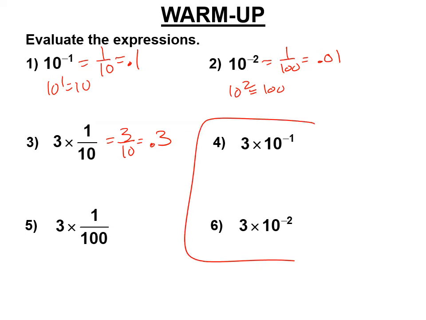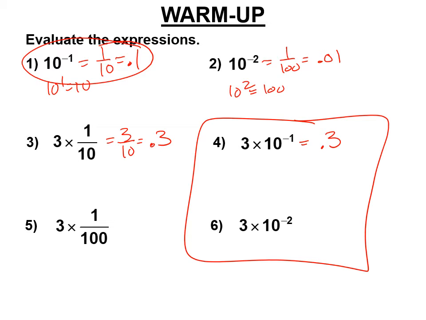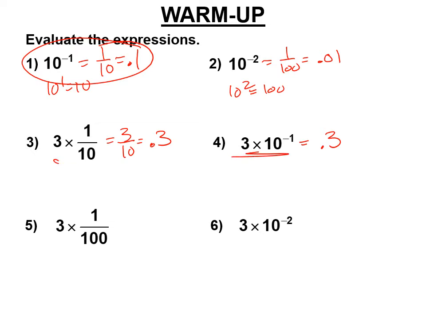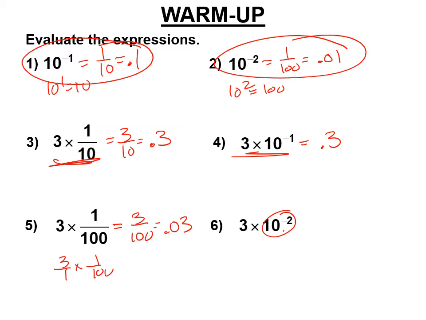So 4 and 6 are what we're doing today. So guess what 3 times 10 to the negative first power is? Well, we just said that's the same as 1/10. So if that's the same as number 3, it's also 0.3. Right? Because this and this are the same. And 3 times 100th, right? You could put 3 over 1, but either way, it's 3/100ths, which is 0.03. Well, if that's also 1/100th, then numbers 5 and 6 have the same answer, which is 3/100ths, or 0.03.